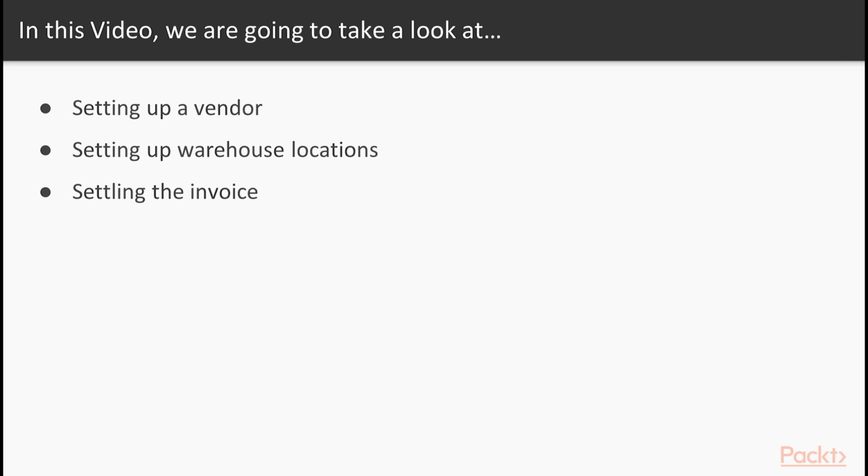In this video, we will learn about setting up a vendor, setting up warehouse locations, settling the invoice. Let us begin by taking a 30,000-foot view of the purchasing process. Putting together a purchasing system requires several steps, and initially, it can be confusing for people new to ERP systems. But when you break the steps down and look at them individually, the process becomes much easier to understand.